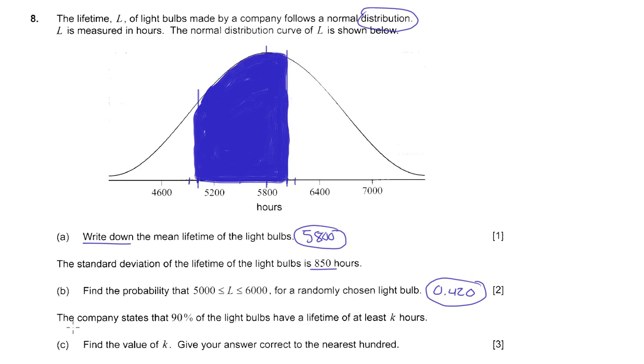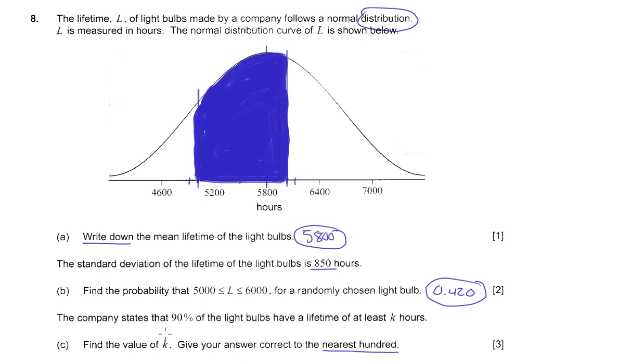Let's see, last part. The company states that 90% of the light bulbs have a lifetime of at least K hours. Okay, so find the value of K, give your answer correct to the nearest 100. Okay, so now it's not going to be 3 significant digits, it's the nearest 100.